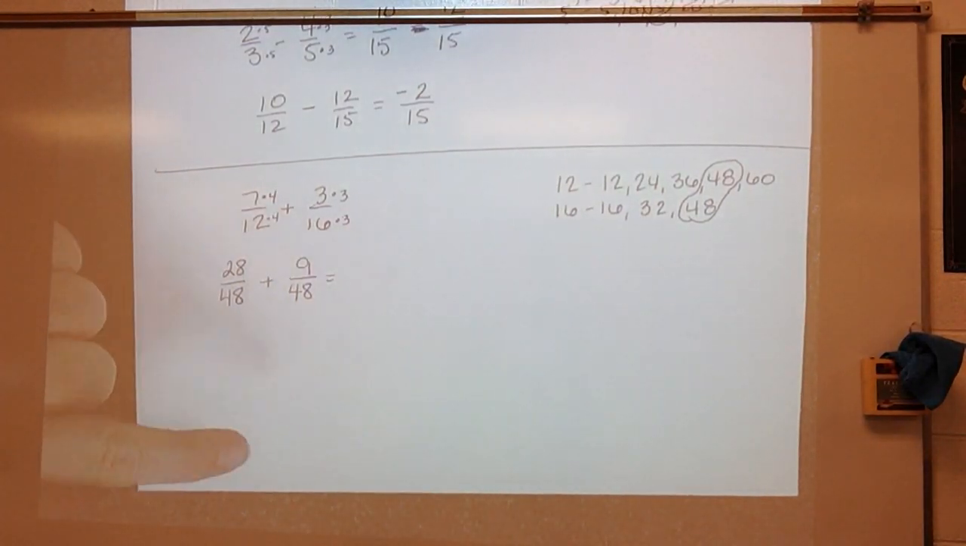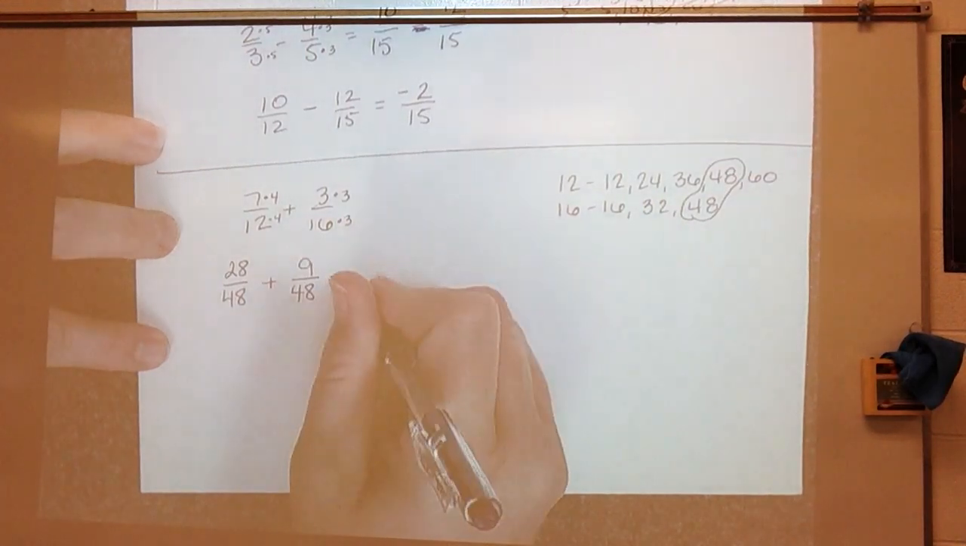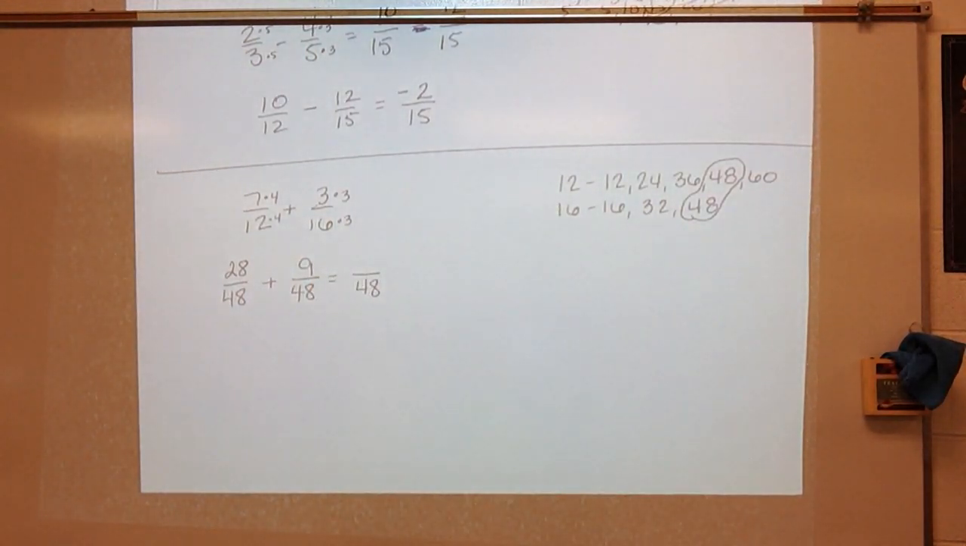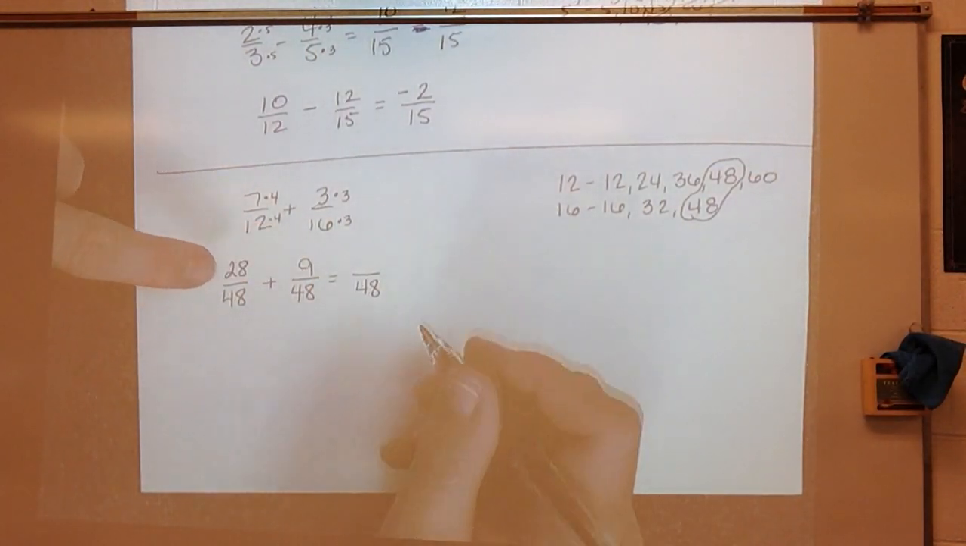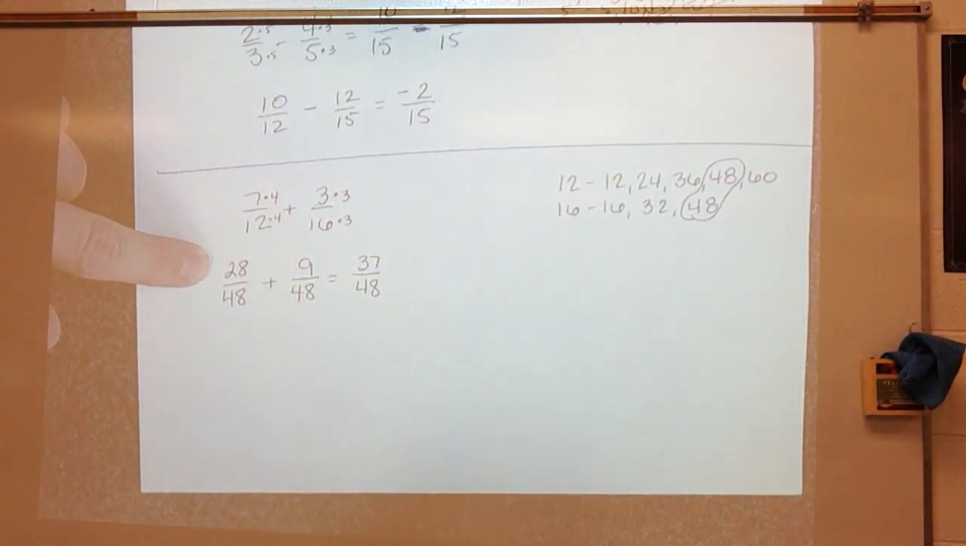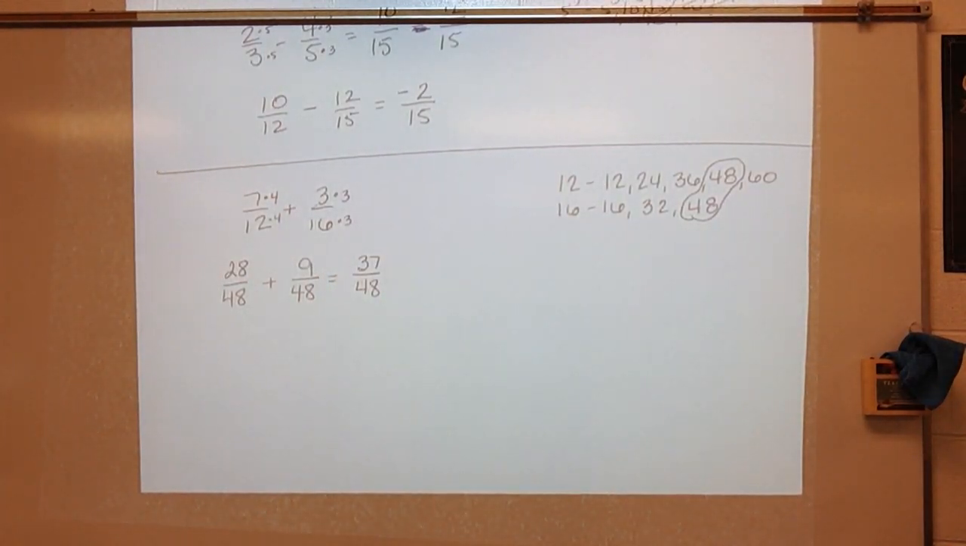Now I have a common denominator, so I can go ahead and bring that common denominator over. And 28 plus 9 is 37. So 37 over 48. Now remember, these rules are only for addition and subtraction. Alright? Finding that common denominator is the only thing you need to do for addition and subtraction. Alright, what if you were given a problem like this?